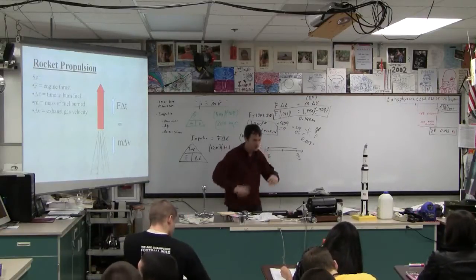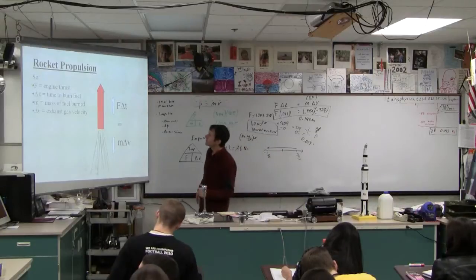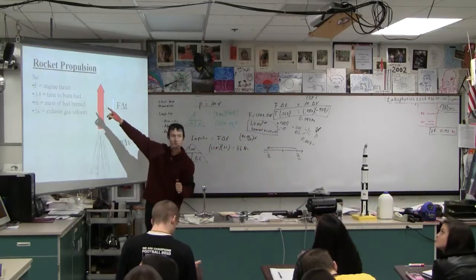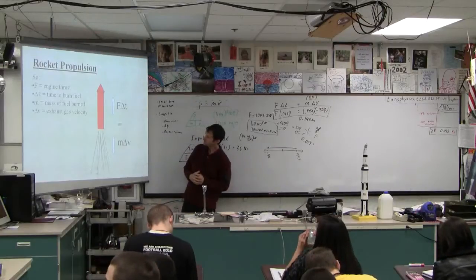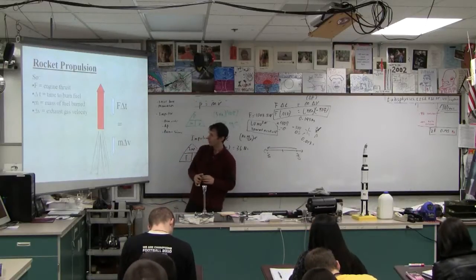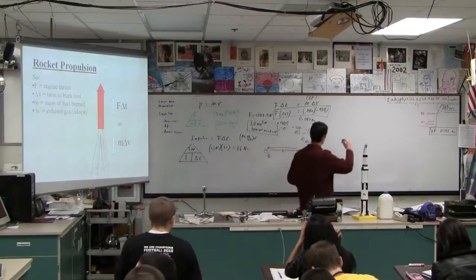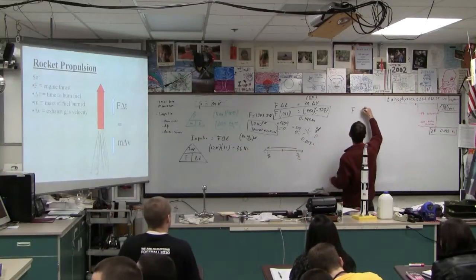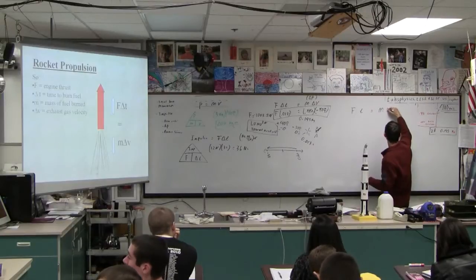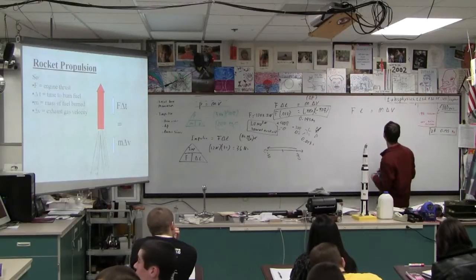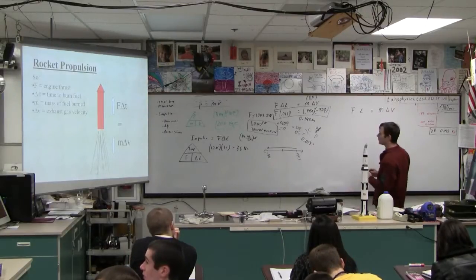Always weaving. Okay. So F is our engine thrust. T is the burn time, the time that we burn. And then M is our mass of fuel burn. And V is now our exhaust velocity. Same thing. Force times time is mass times change in velocity. Okay. So let's do an example problem.